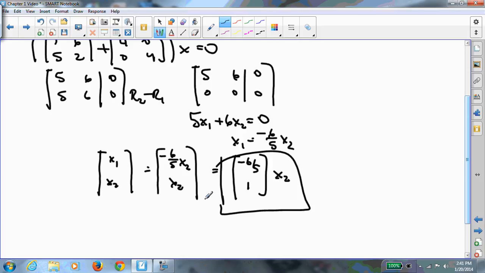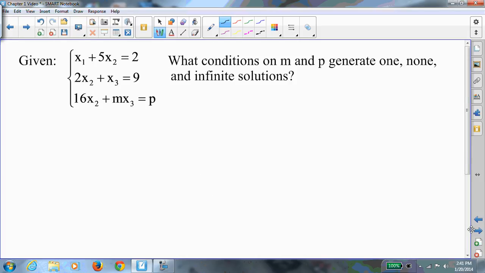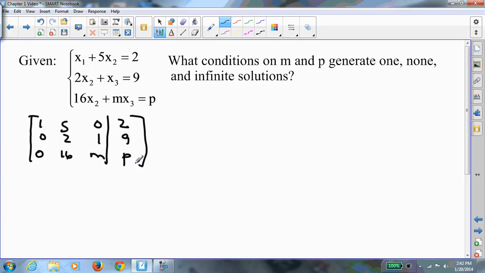Okay, so now let's talk about how to analyze a matrix for different situations that would generate different types of solutions. So I have a linear system here, and the first thing I'm going to do is rewrite it as an augmented system. So my augmented system for this would be 1, 5, 0, 2, 0, 2, 1, 9, 0, 16, M, and P. And basically what I'm going to do is row operations until I get this down to REF, and then it's a little bit easier to analyze what the possible cases would be for each solution.